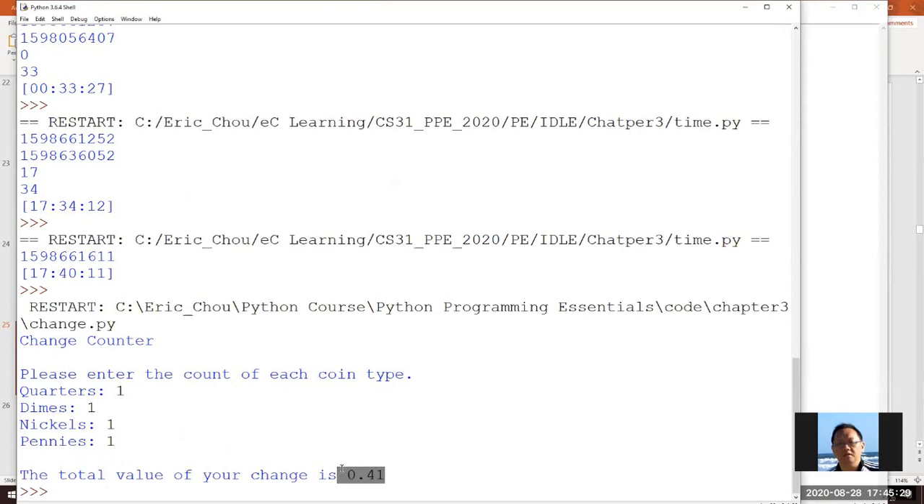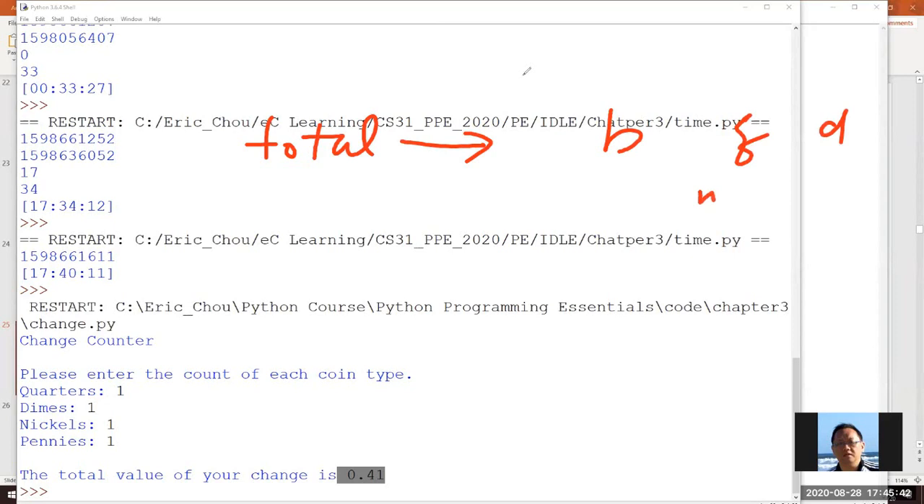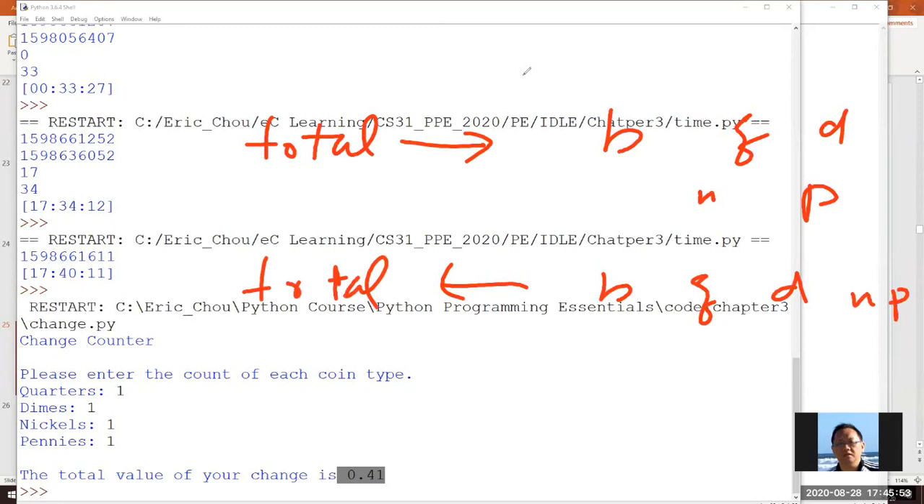So my change version is actually from total number to number of dollar bills, number of quarters, number of dimes, number of nickels, number of pennies. And his change is actually converting from this side back to total. Is that okay? Can you hear me?